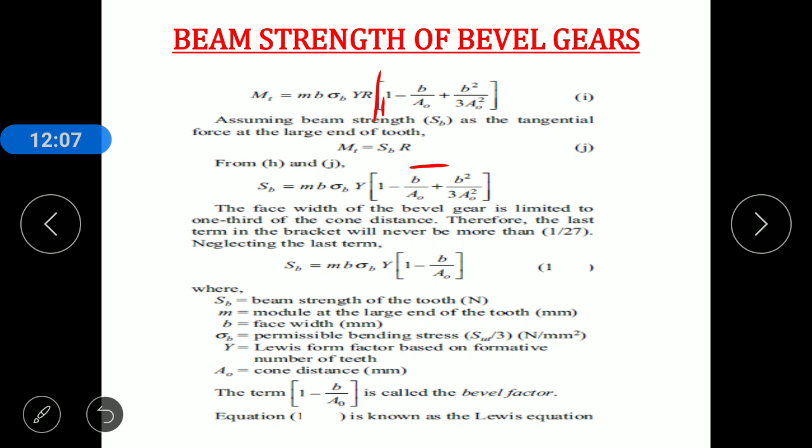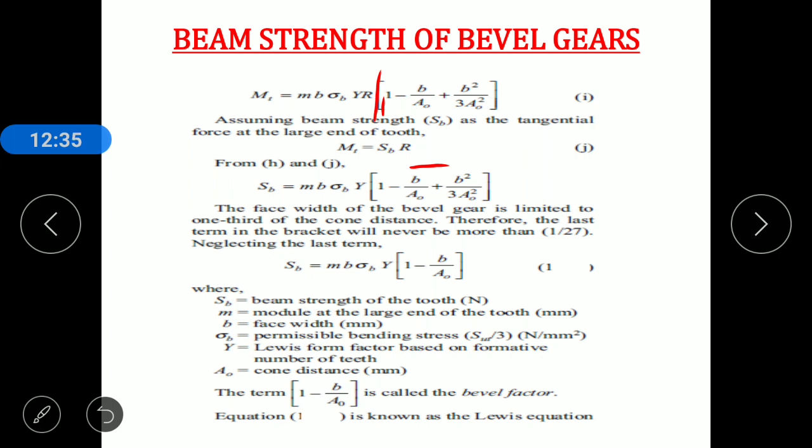Okay, now another thing is important in beam strength of bevel gear. The face width of bevel gear is limited to 1/3 of the cone distance. Here the face width of the bevel gear is limited to 1/3 of the cone distance, and when we take a cube of 1/3 we get a value 1/27.